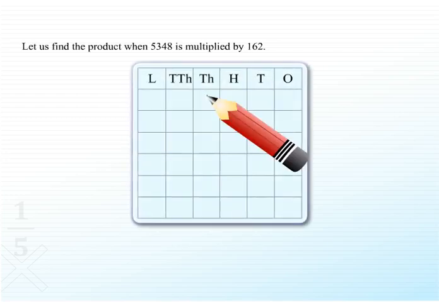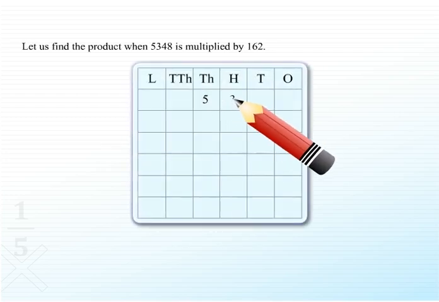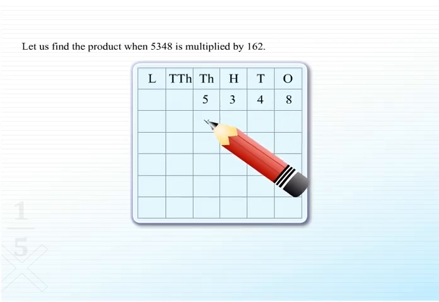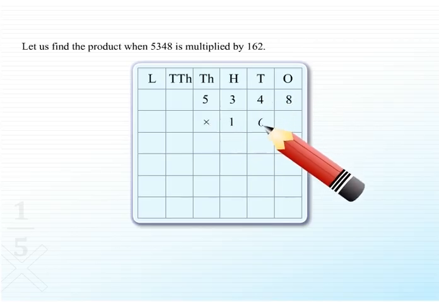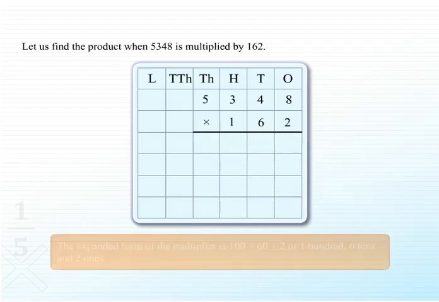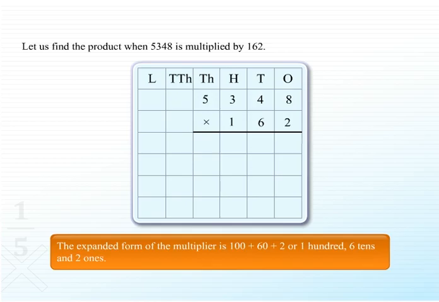Let us find the product when 5348 is multiplied by 162. The expanded form of the multiplier is 100 plus 60 plus 2, or 1 hundred, 6 tens and 2 ones.